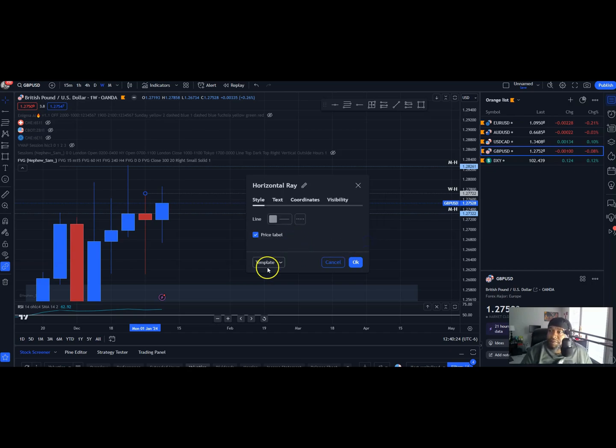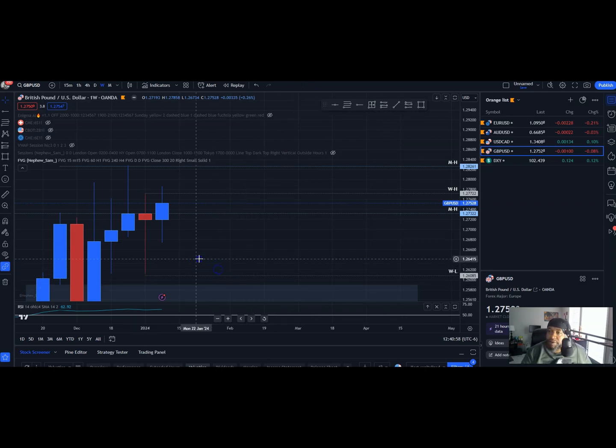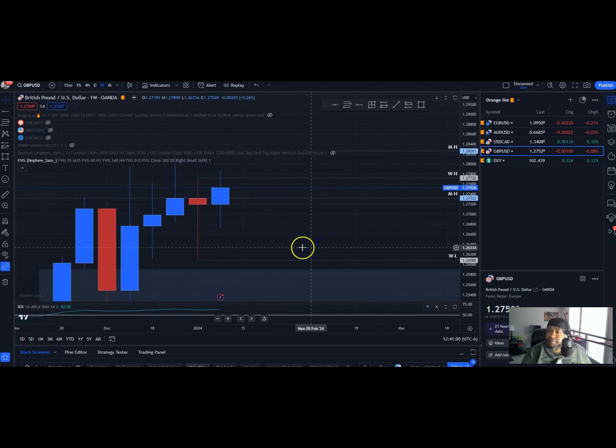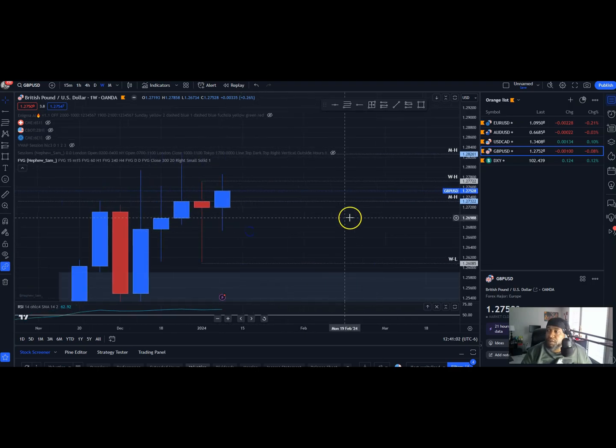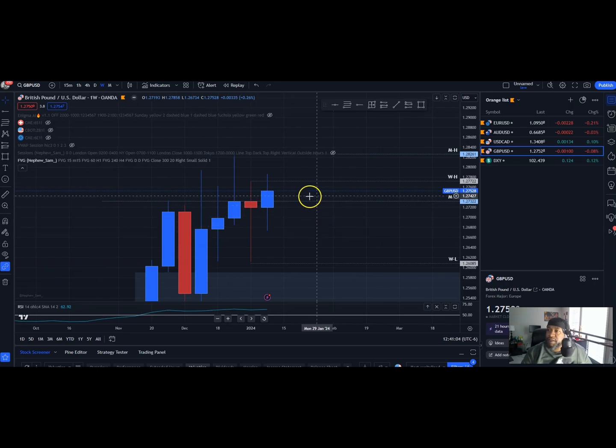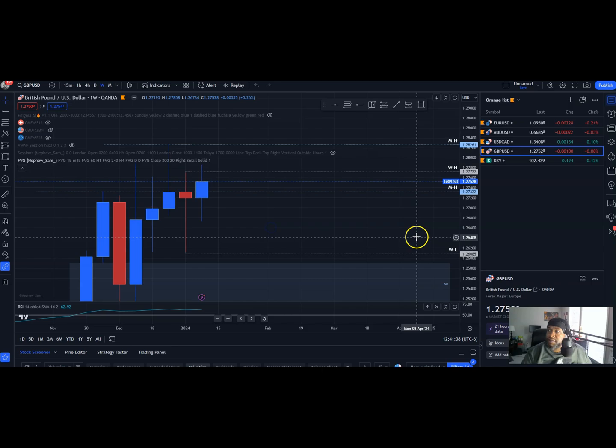Trying to make my templates as well. All right, so now that we have this here, I have my weekly high and low marked, my monthly high and low marked, right?